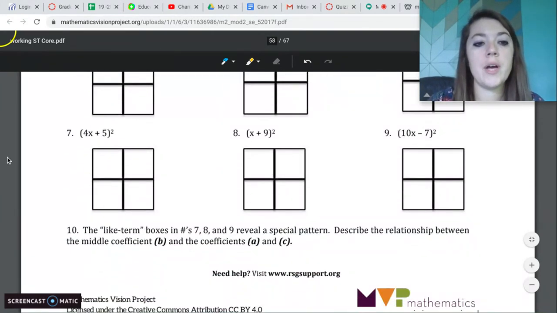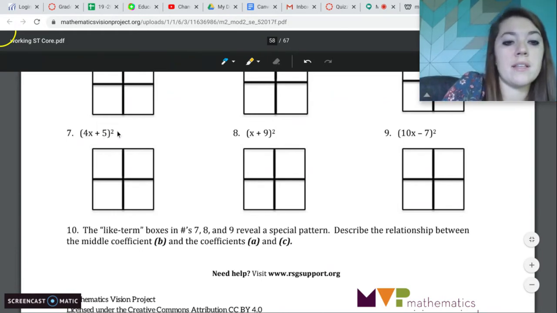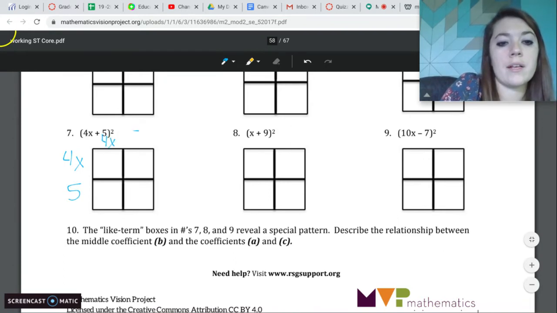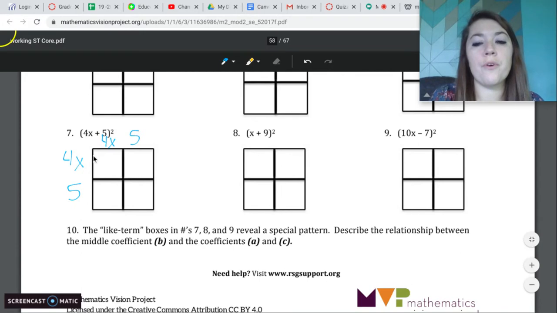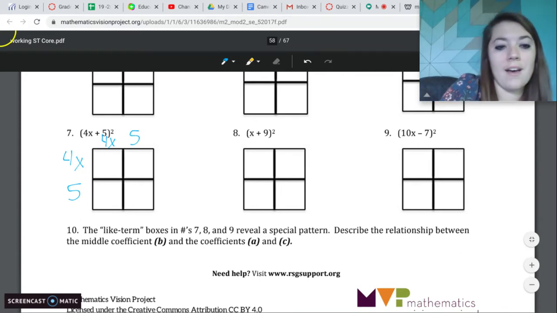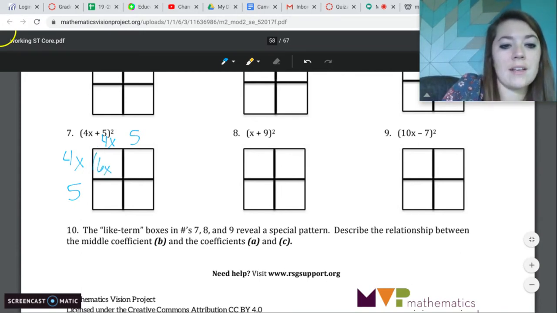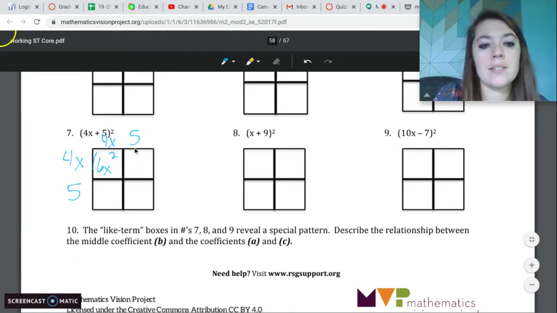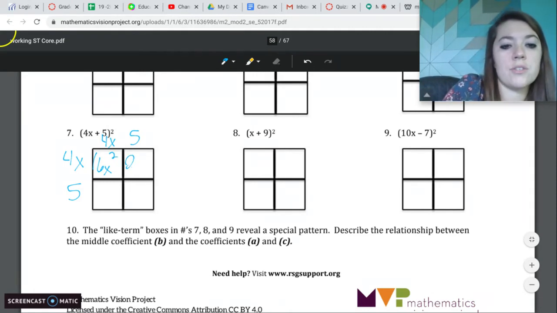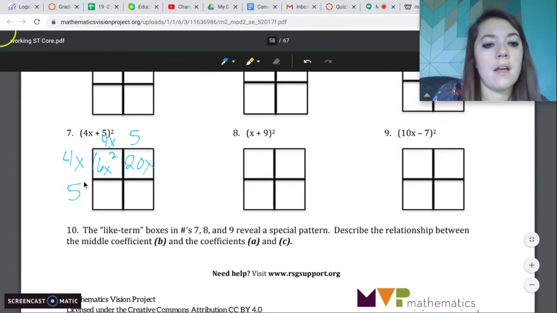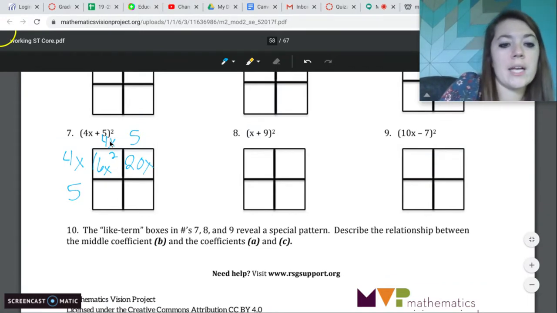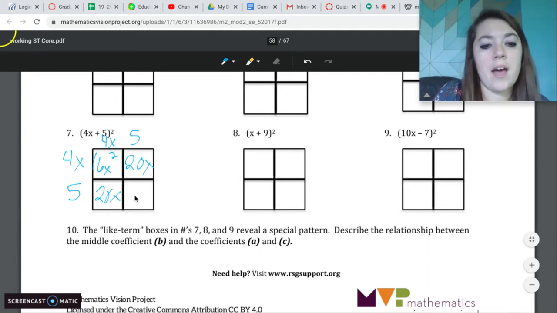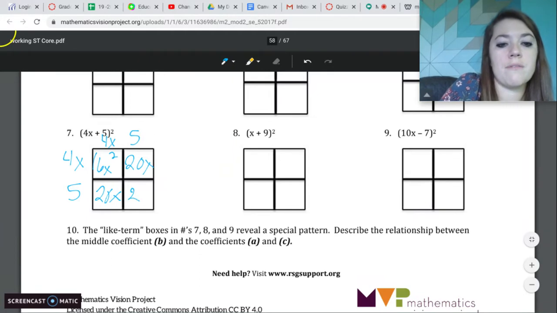I'm also going to do number 7 with you. This is 4x plus 5 quantity squared. That just means that this is 4x plus 5 and this side is 4x plus 5. So 4x times 4x is going to give us 16x squared. 4x times 5 is going to give us 20x. 5 times 4x is going to give us 20x. And 5 times 5 is going to give us 25.